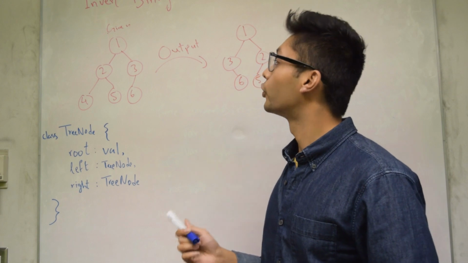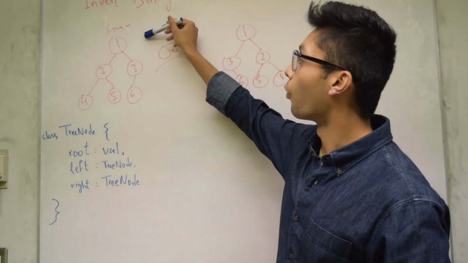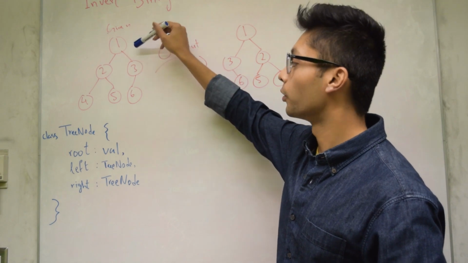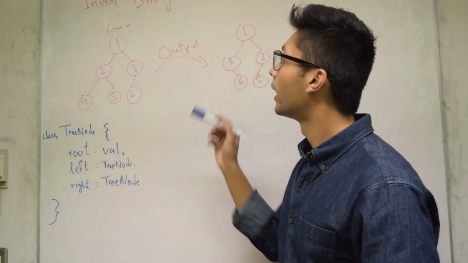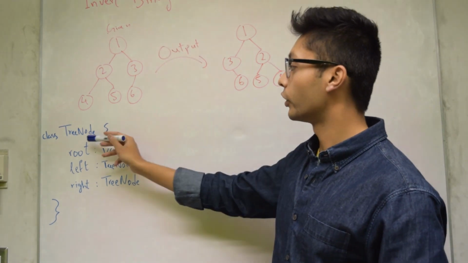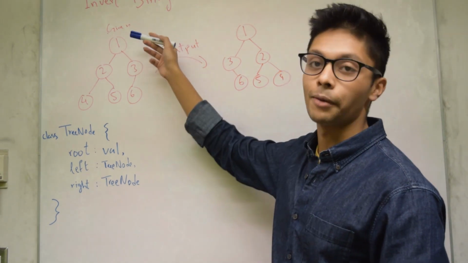So the invert binary tree problem is: given a binary tree, which is of the form of a tree node, you're given the root. The binary tree is just a tree node which has a root value, which could be an integer, could be a string. In our example, it's an integer.